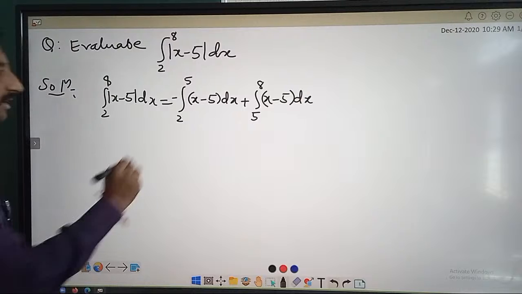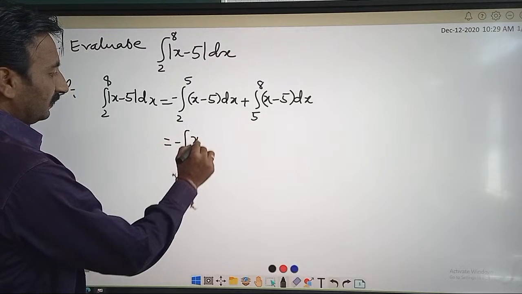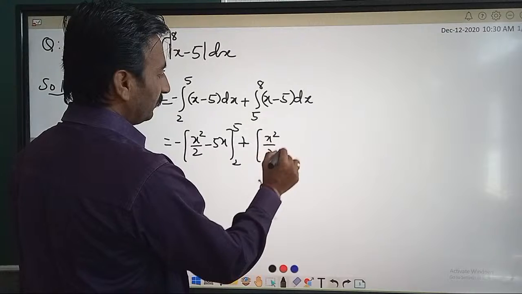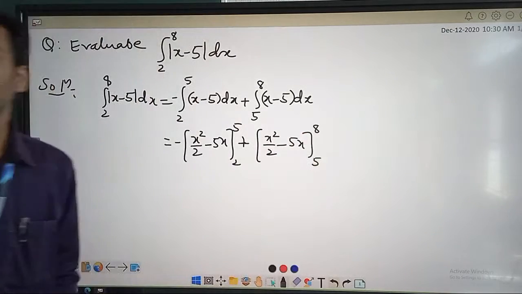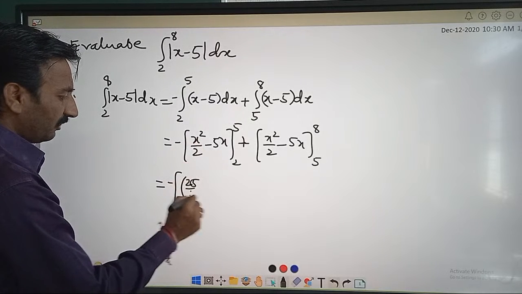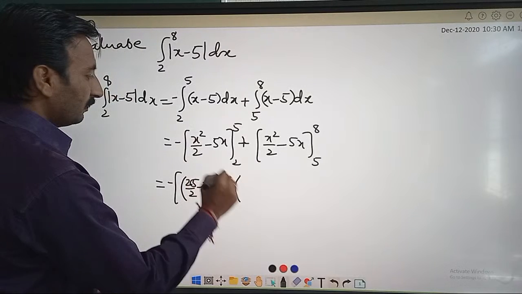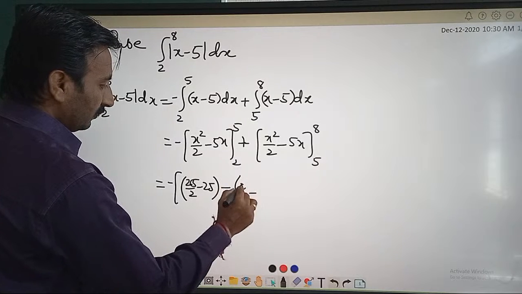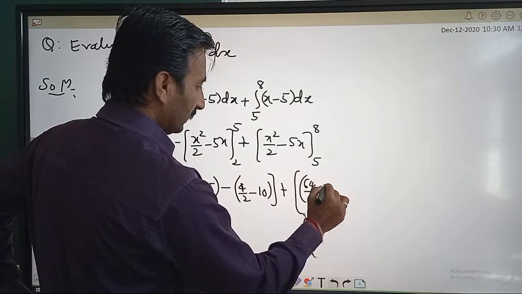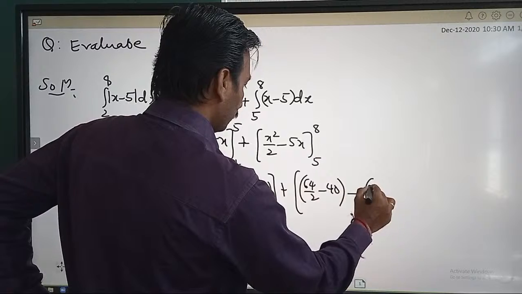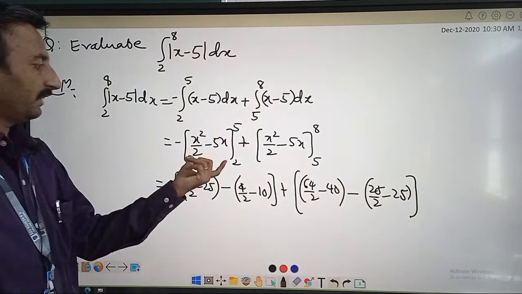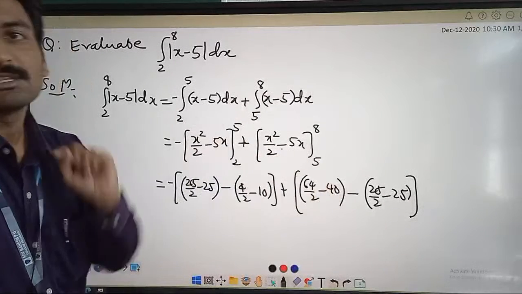Now do the integration, this is ordinary integration. So now this is very simple: minus x square by 2 minus 5x from 2 to 5, plus x square by 2 minus 5x from 5 to 8. Let us substitute. Minus 4 by 2 minus 10, plus the second part 64 by 2 minus 40 minus of 25 by 2 minus 25. In both the cases, substitute upper limit minus lower limit, correct?